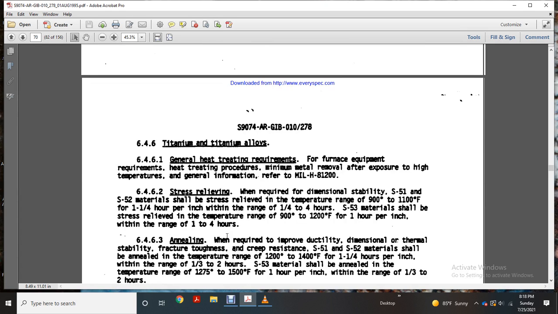Alright, 646 titanium and titanium alloy. General heating requirements. The furnace equipment requirement is that heating proceed with minimum metal removal after the exposure to high temperature. General information is referred to MIL-H-81200.